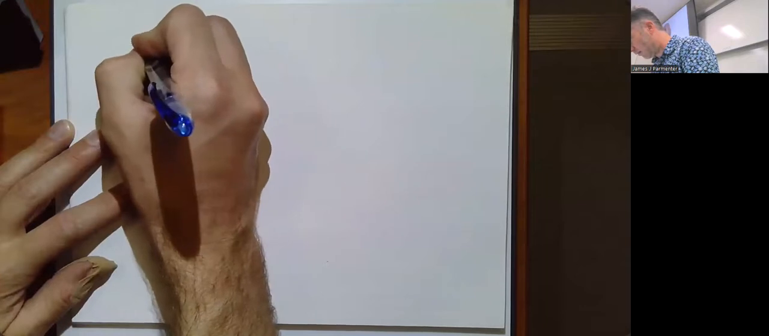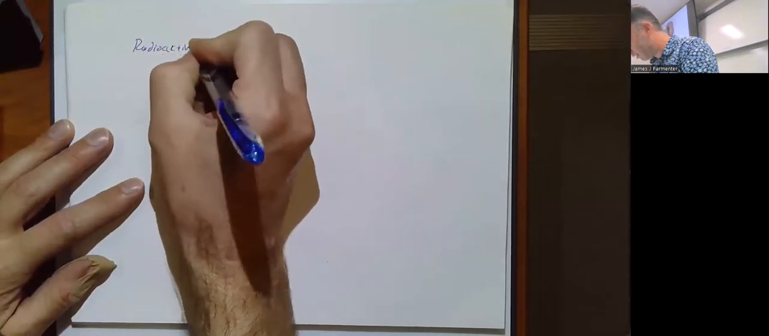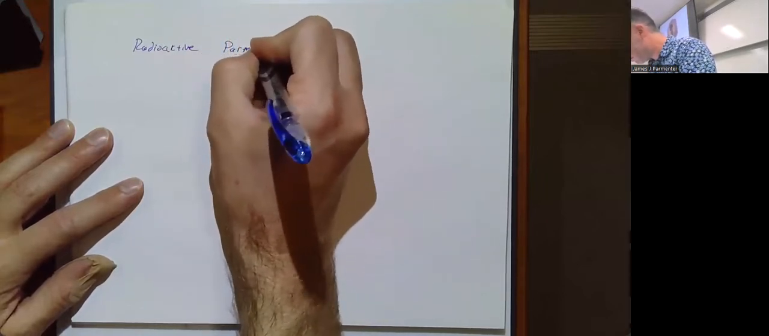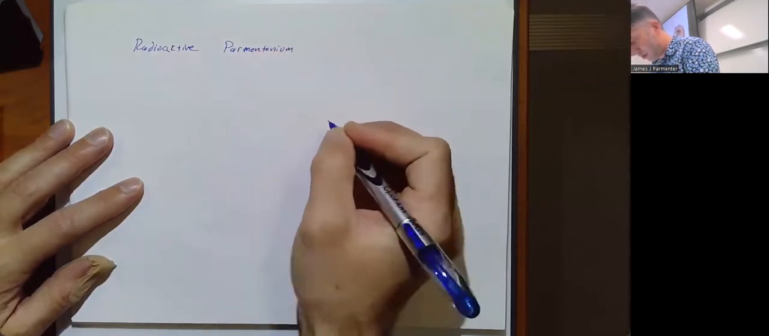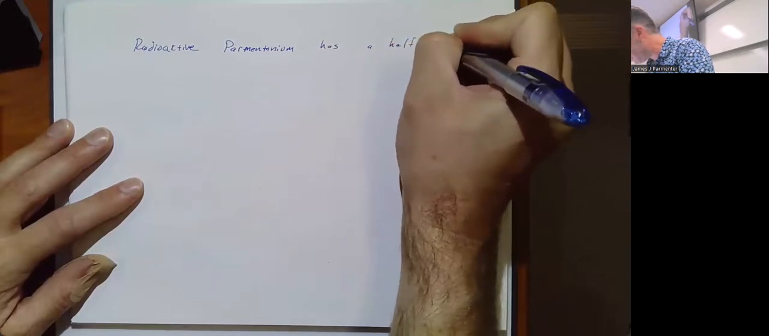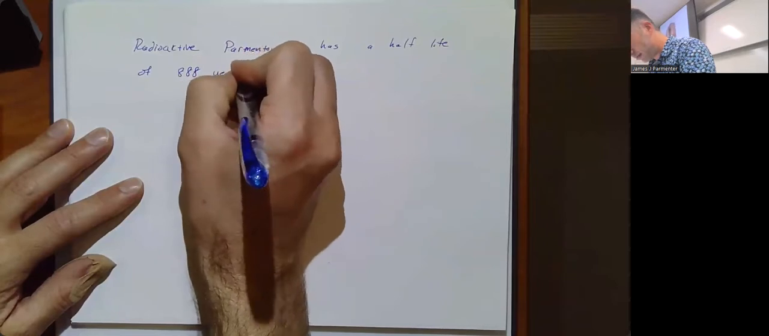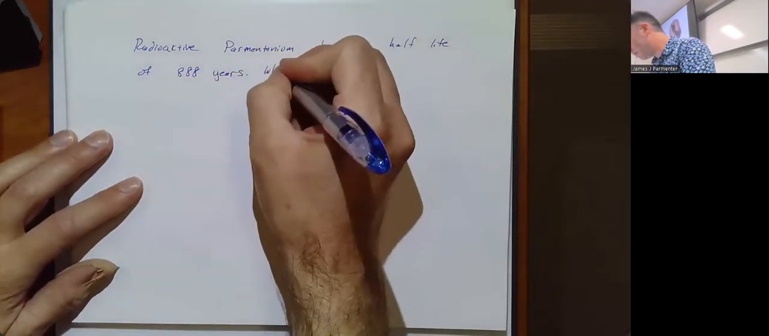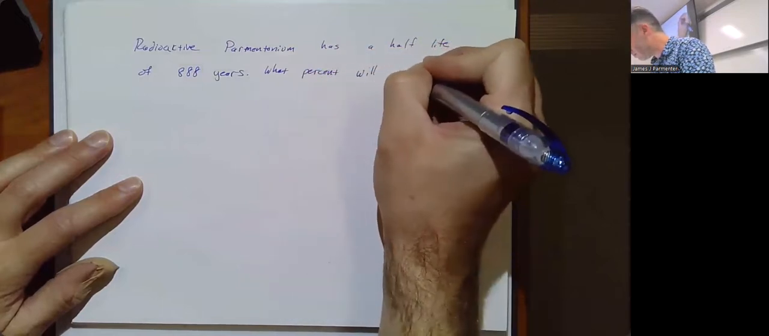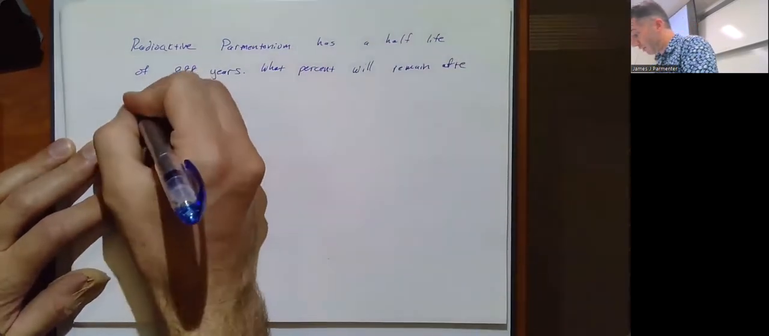So let's see. Radioactive. Oh, radioactive. Start singing that song. No, okay, don't. Radioactive. Let's call it parmentonium. My favorite element. Has a half-life of 888 years. What percent will remain after, let's say 300 years?